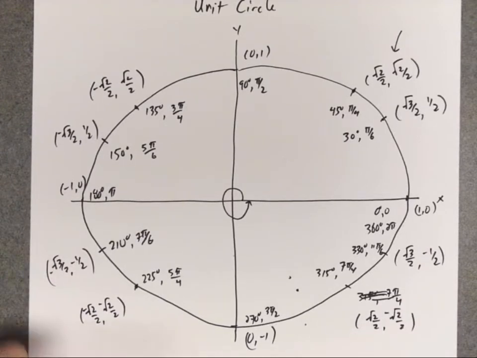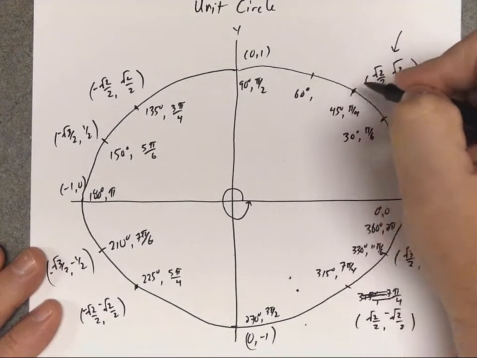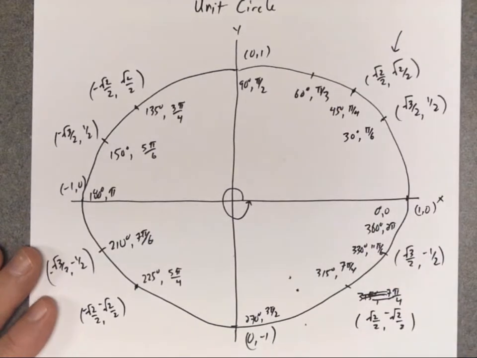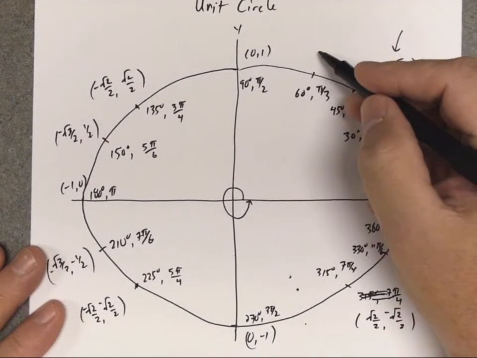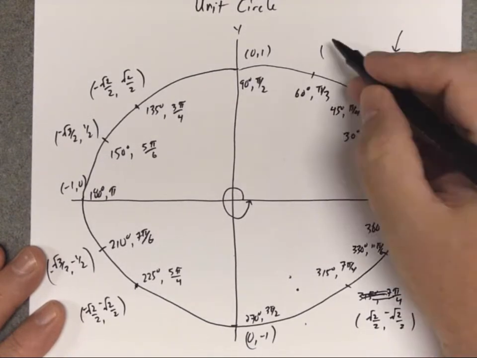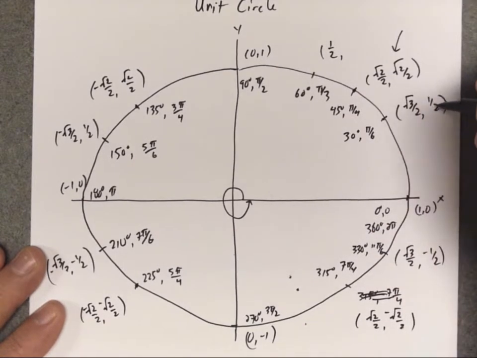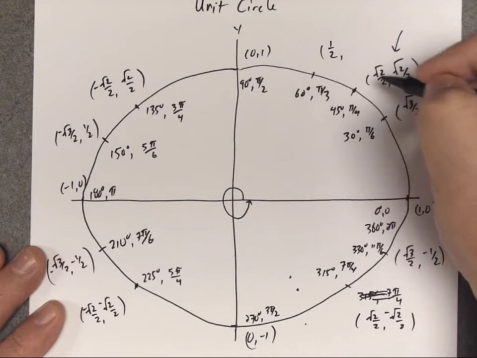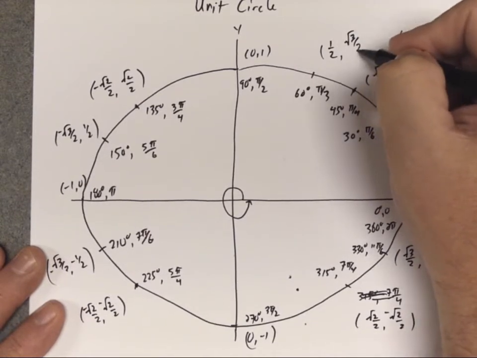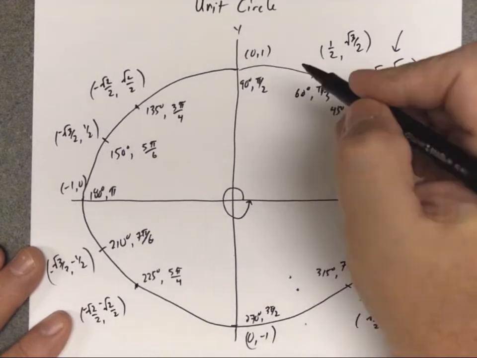And there's one more special angle. Remember the 60-degree angle is right here. Now in terms of radians, it's pi over 3. Now the nice thing is, what's the x and the y? If I remember this one down here, to get the x and y here, I just flip them. So the 1/2 is the y here, the 1/2 becomes the x. The x was square root of 3 over 2, that becomes the y. So that's a pretty easy way to remember this one.